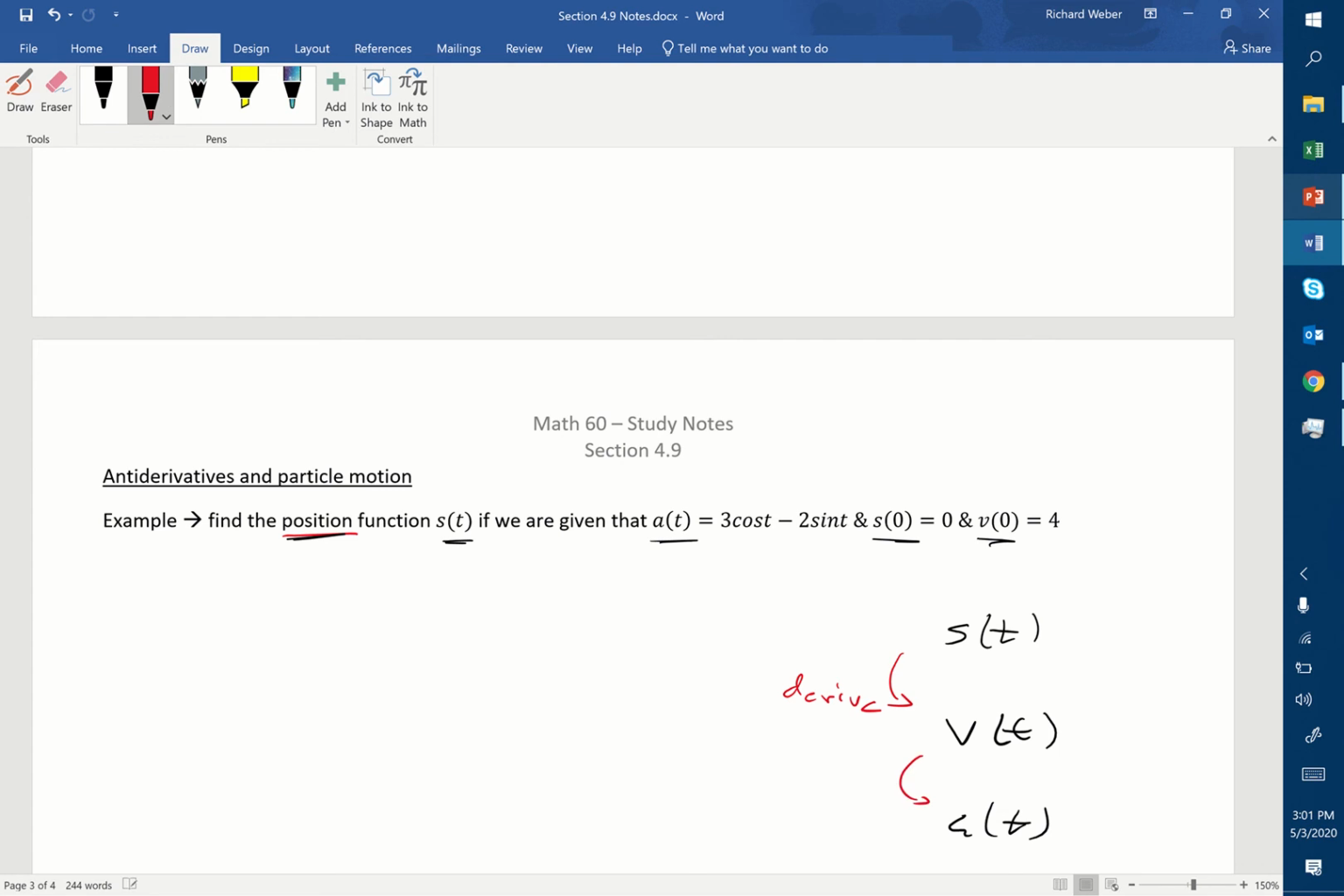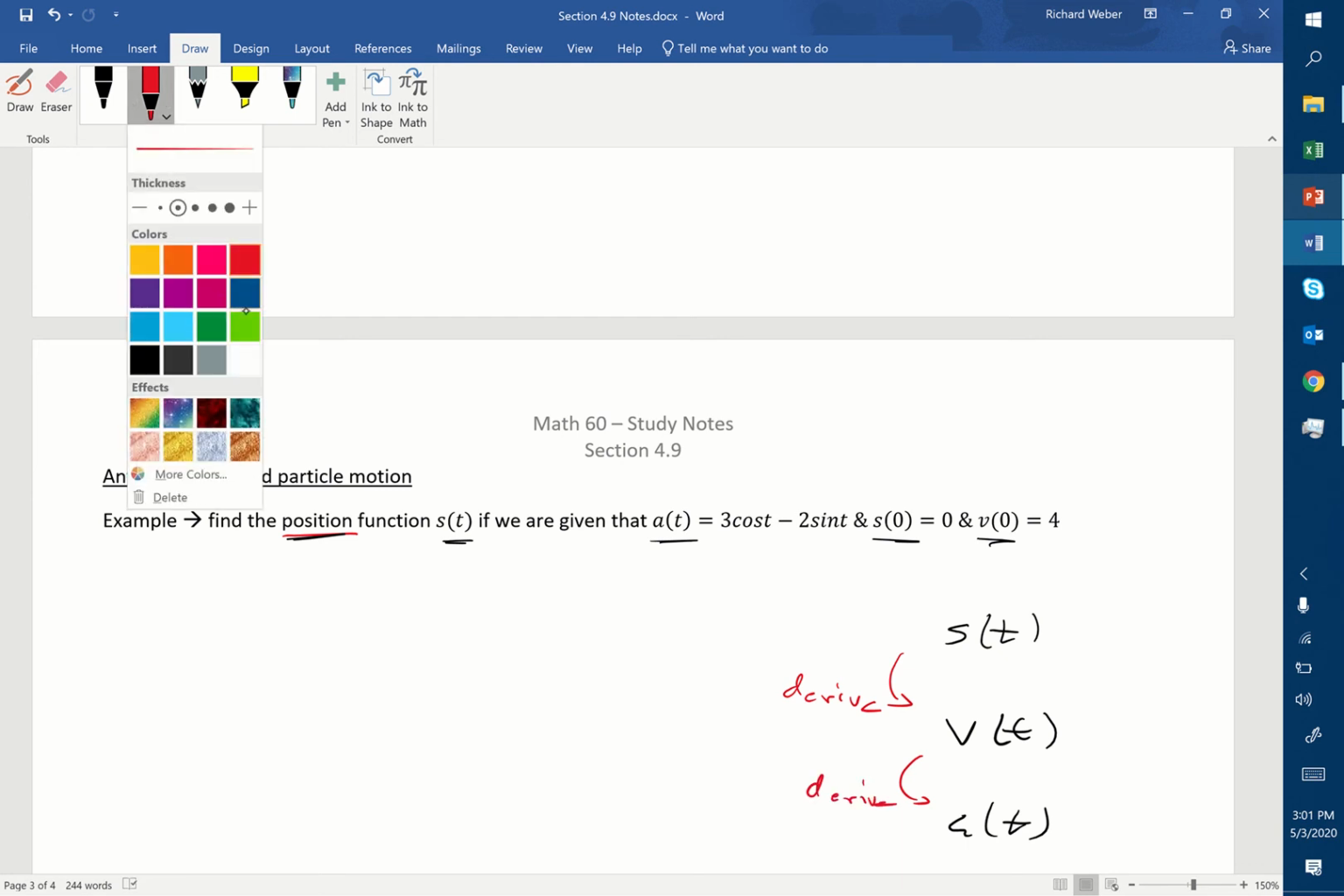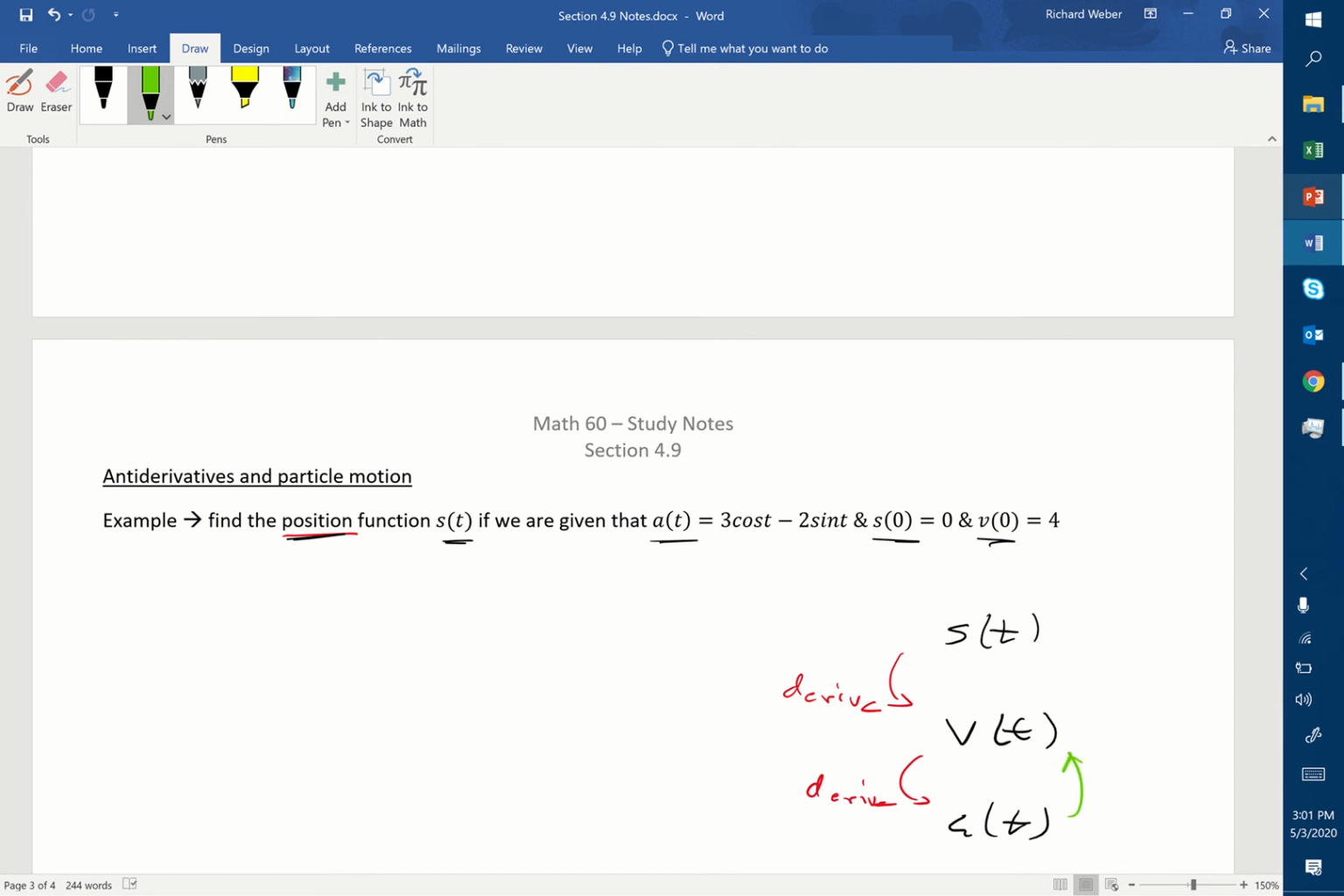The velocity is the rate at which the position changes. The acceleration is the rate at which the velocity changes. So that's what the derivative tells you. But if we want to climb the ladder back up, in each case you anti-derive. Okay? Same thing. So roll your sleeves up.